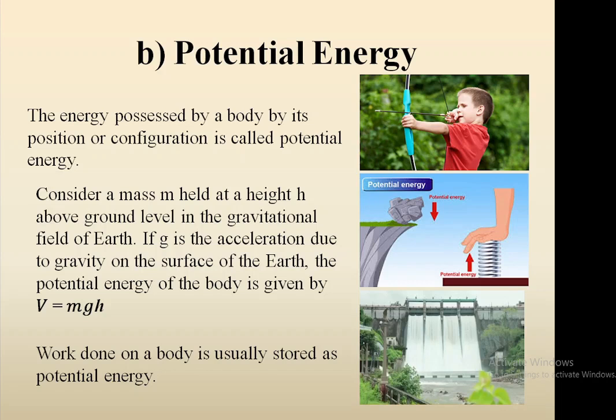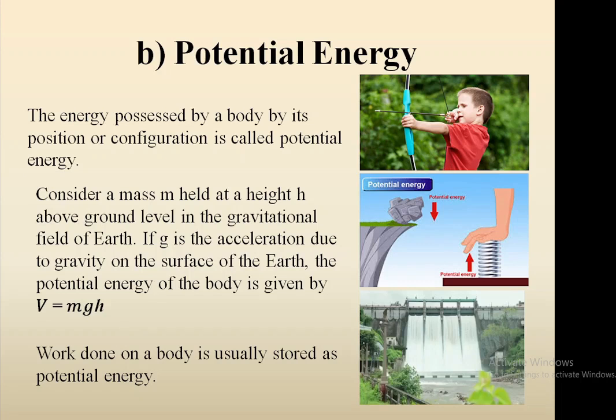Suppose an object of mass m is held at a height h above the ground level in the gravitational field of Earth, and suppose g is the acceleration due to gravity on the surface of the Earth, then the potential energy of the body is given by V = mgh.